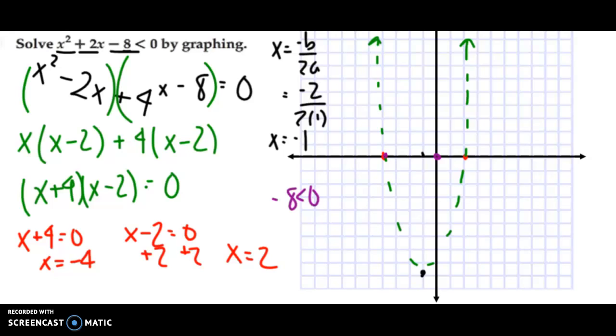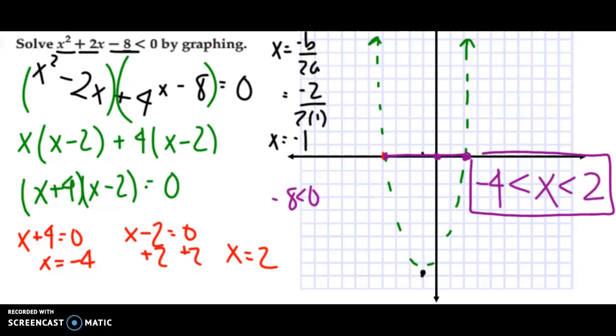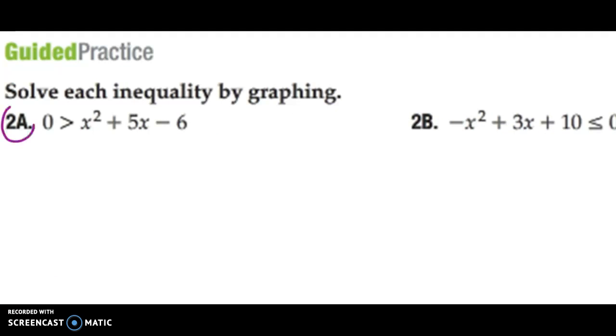So that means that my solutions are going to be within when x is negative 4 and when x is 2. So how do I write that as a solution? Well, what I have to do then is say that x is going to be less than 2, but it's going to be greater than negative 4. So here's my solution to this quadratic inequality. And we'll look at another one in a bit. Here's a guided practice problem. I'll have you try 2a now.